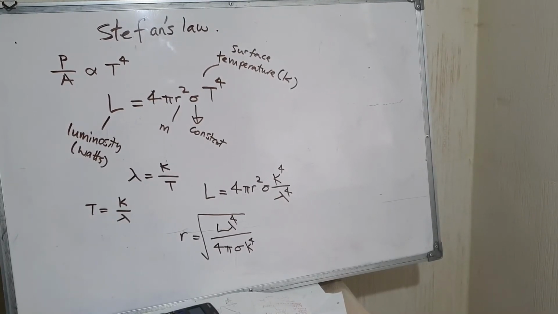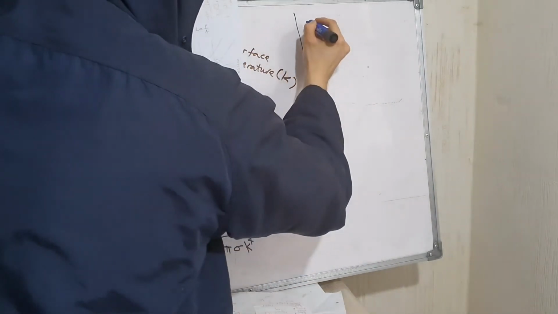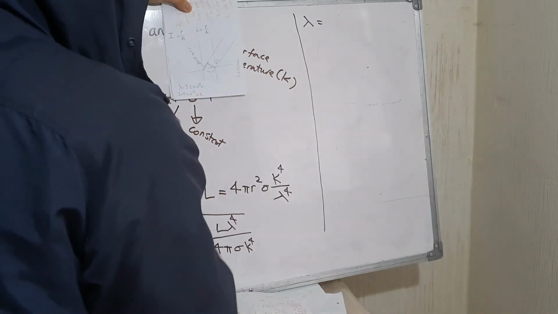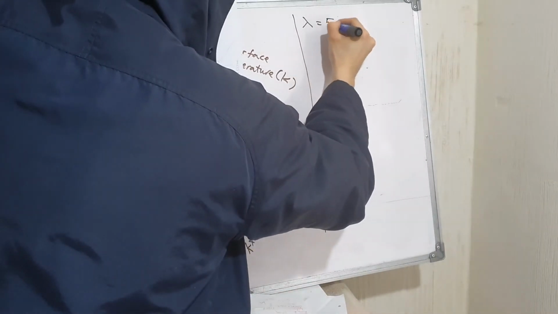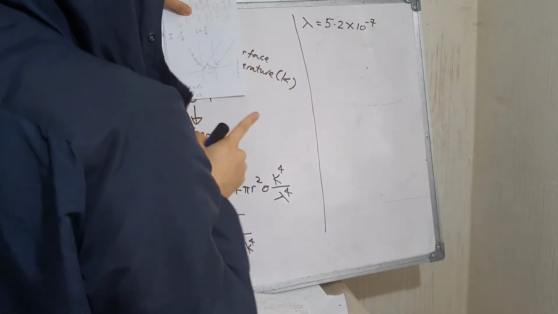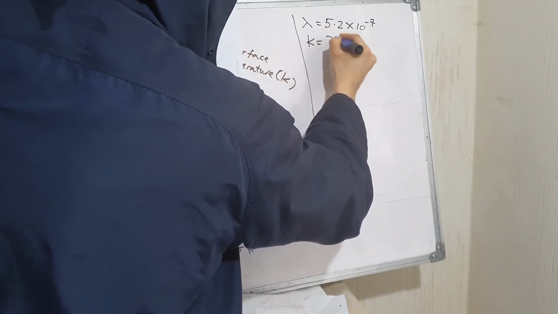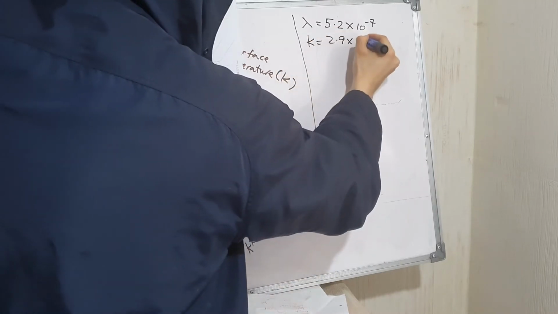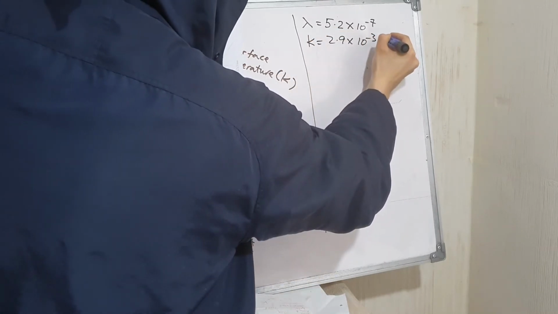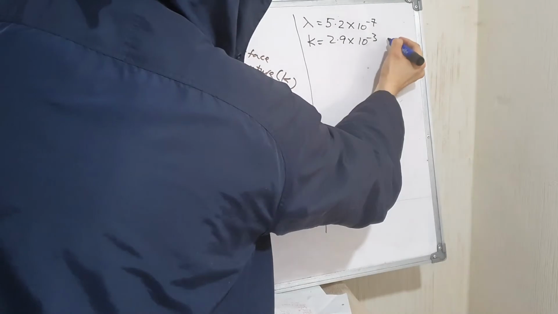Okay, so let's try that question. I'm just going to write the values on the board. So we know that lambda is equal to 5.2 times 10 to the minus 7. And you should be given the constant. You're not expected to know this. So the constant is equal to 2.9 times 10 to the minus 3, and the units are meter kelvin.